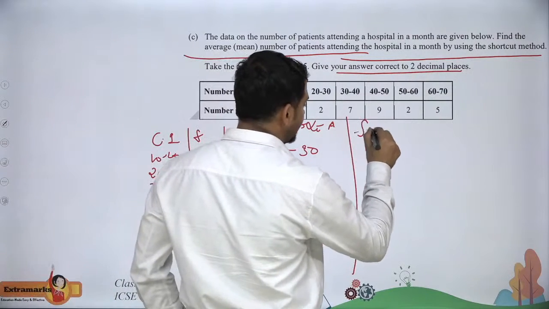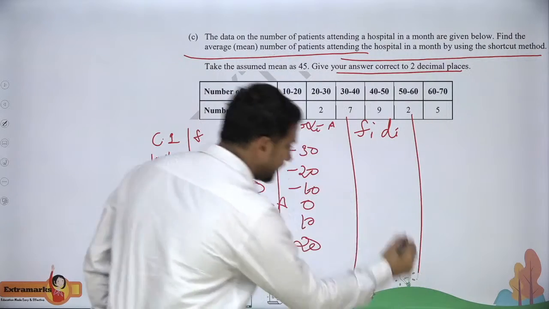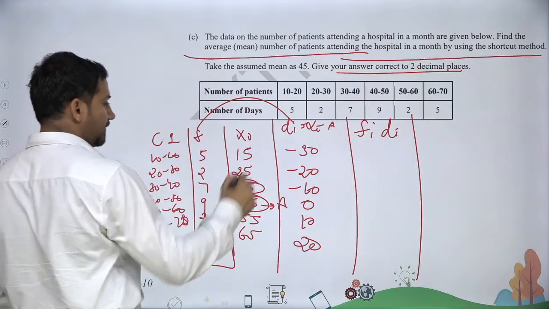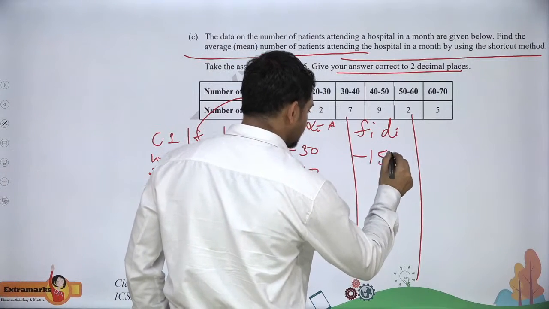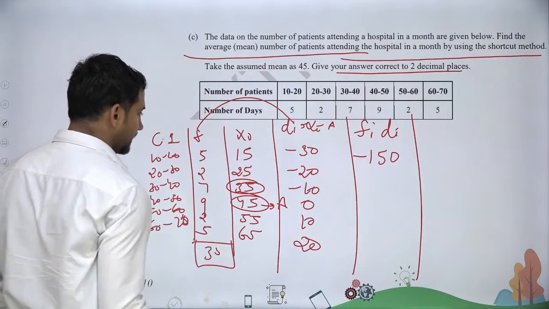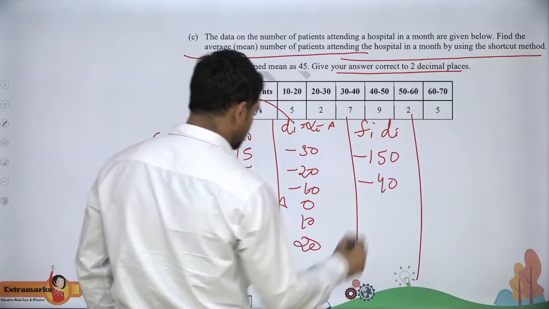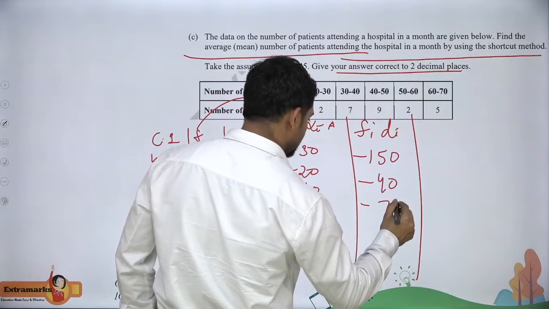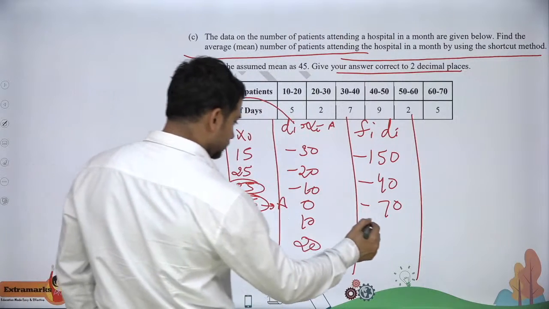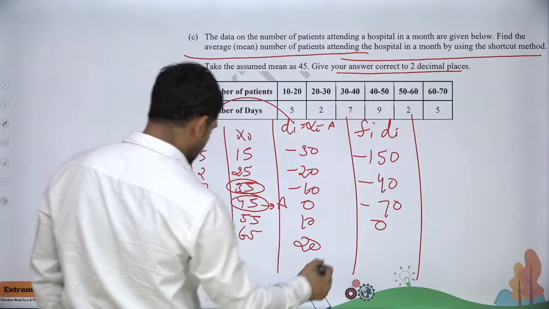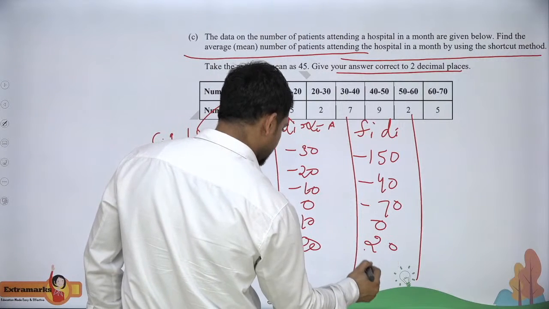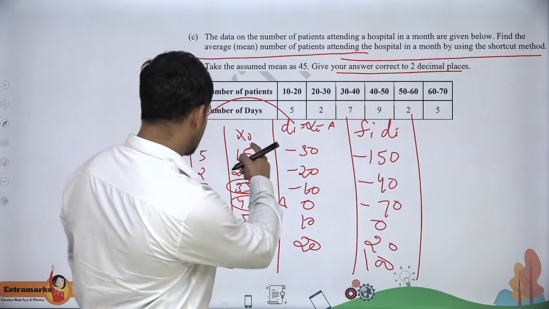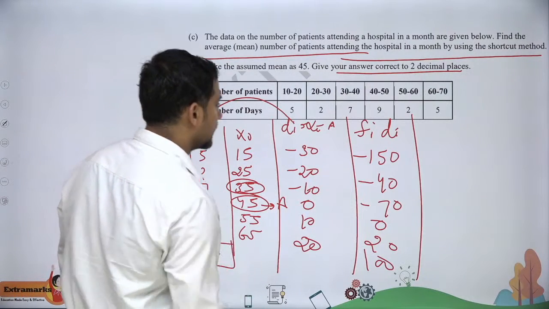Now, what is fi di? The last step is to go with fi and di. You have to multiply these two. Then 5 into minus 30 gives minus 150. After that 2 into minus 20 gives minus 40. And 7 into minus 10 gives minus 70. Then 0 comes, then 20 gives 100. The sum of fi is 100. Okay, 5, 2, 7, 9, 2, 5. All these are correct.